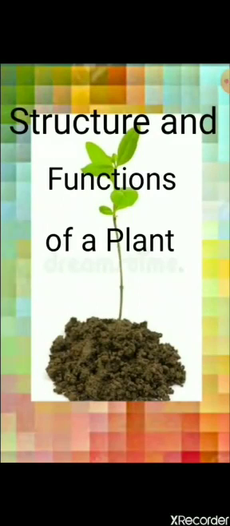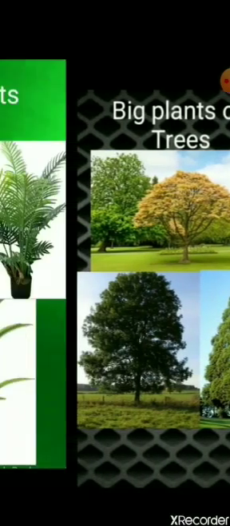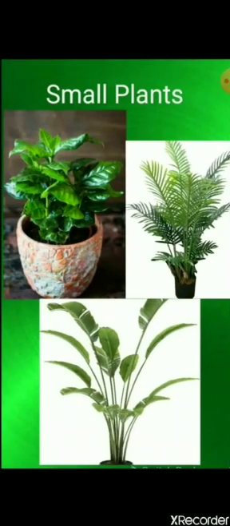As you have seen, there are so many types of plants. Some plants are big and some are small. Plants do not have definite shape or size. As plants are living things, they also need food, water, and air, like all other living beings. Let us know more about them.